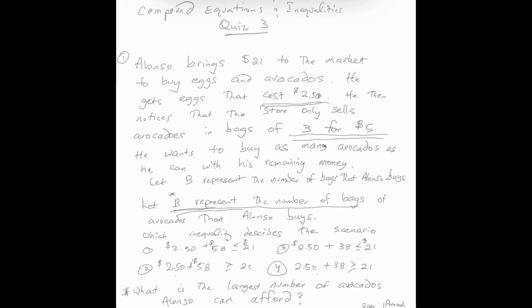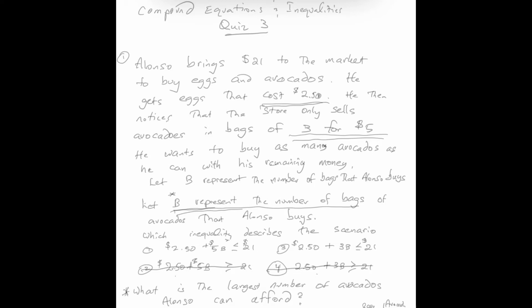Think about it. How could he spend more money than he has? He would have to beg, borrow, or steal money from somebody in order to have more money than he has. And that's not realistic in this problem. It would have to tell you that. So there's not a possibility of choosing number 4 because it's greater than 21, and also number 2 because it's greater than or equal to 21. He's not going to be able to spend more money than he has.